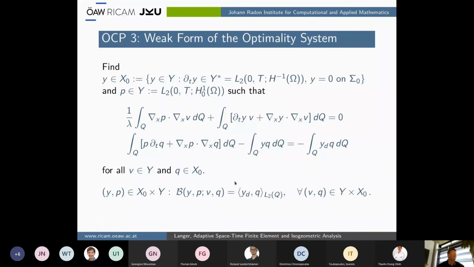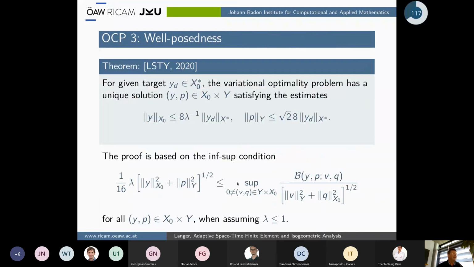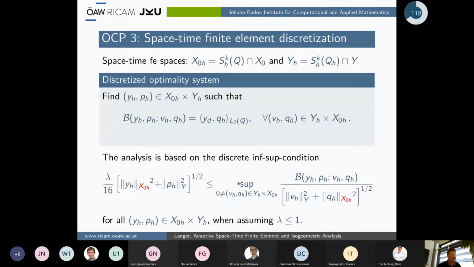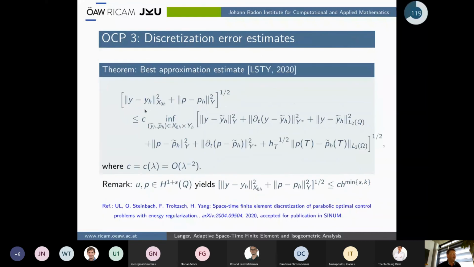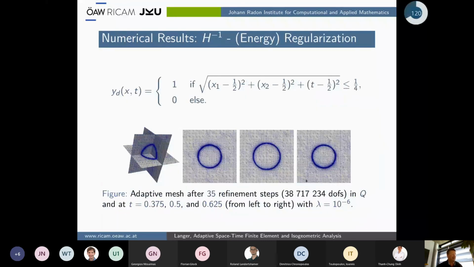So now I jump over the theory. This means we can prove existence and uniqueness. We can prove error estimates of the error by the best approximation. Everything here is settled in the mathematics. And we can find such a priori estimates and also a posteriori things.